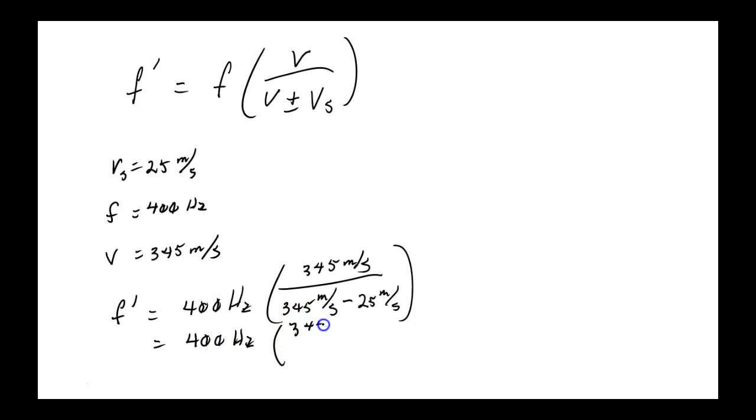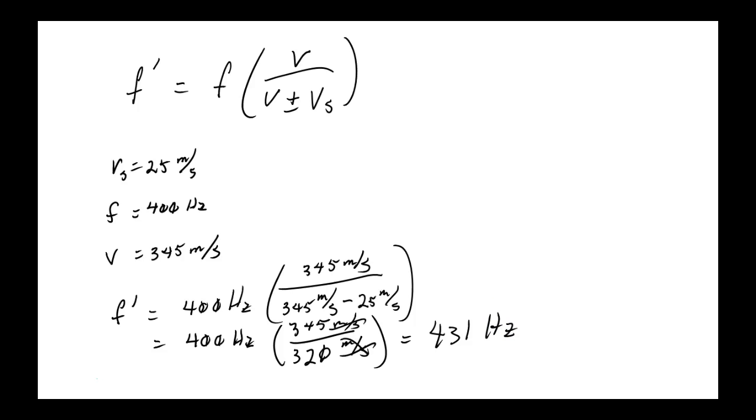times 345 meters per second divided by, I can do that subtraction, 320, right? If the numbers would stay up there, meters per second. Notice the meters per second cancel out, okay? 1.08. What's that? 1.08. Multiply that by 400. 439.31 hertz. Okay. Let's see how the book did. Oh, look at that. They did it right.